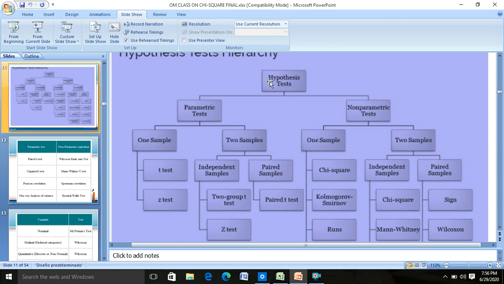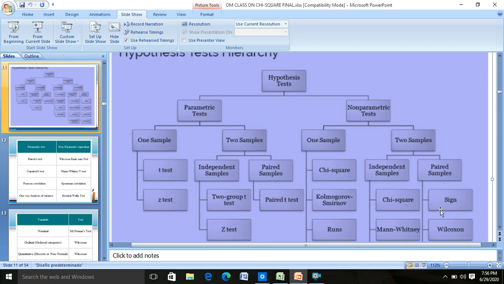You take two hypotheses to test in any of these, null and alternate. The null hypothesis is the hypothesis of equality and is meant to be rejected. The alternate hypothesis is the hypothesis to be accepted. Hypothesis testing is of two types, parametric and non-parametric. A parametric test can further be divided into two types, one sample test and two sample test. A one sample parametric test can be a t-test or z-test. Two sample parametric tests can be independent sample test or paired sample test. An independent sample test can either be a two-group t-test or z-test, while the paired sample test is the paired t-test.